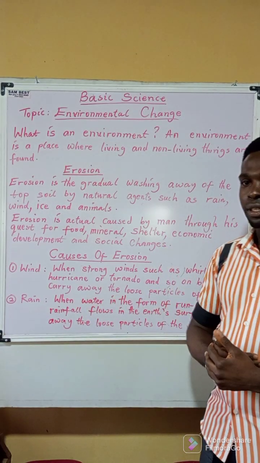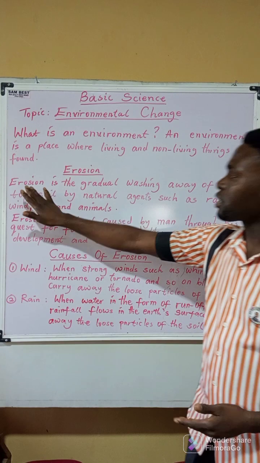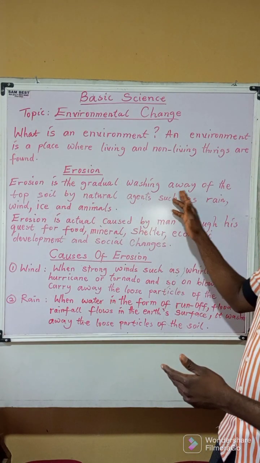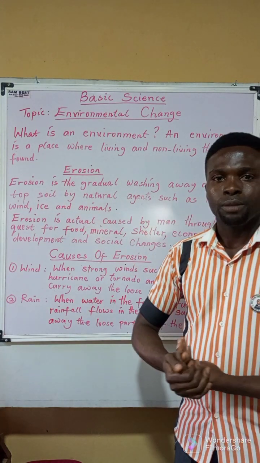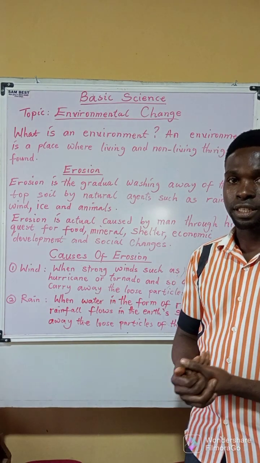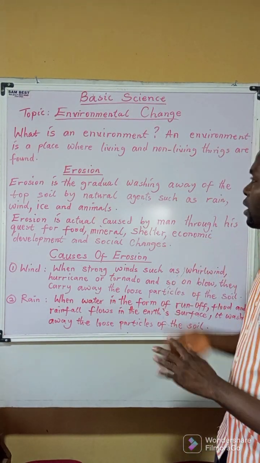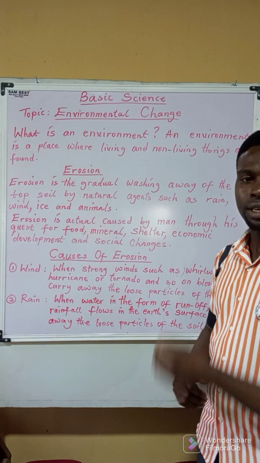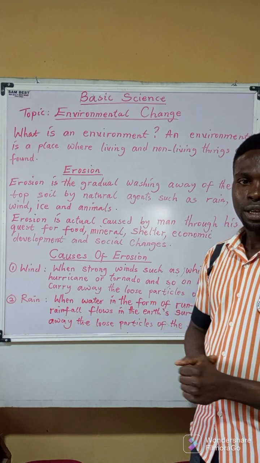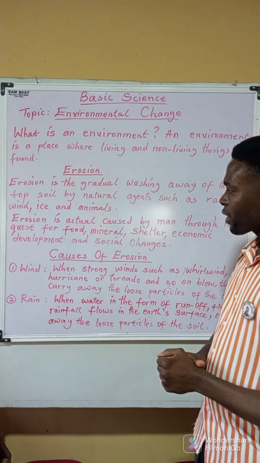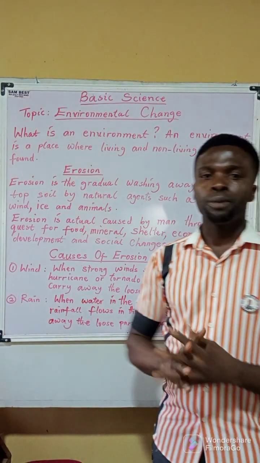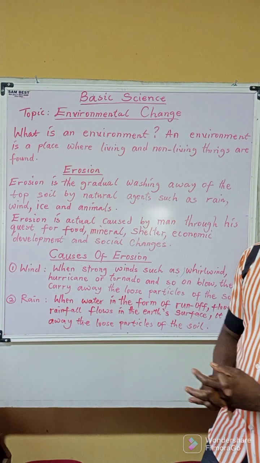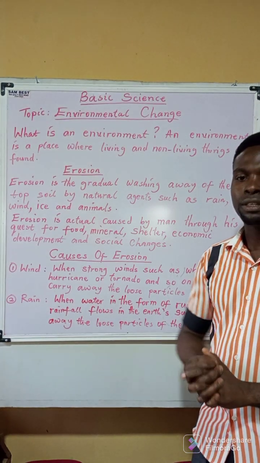Causing erosion. Like we said, erosion is the gradual washing away of the topsoil by natural agents. And those agents, we talk about the rain, wind, ice, and animals. Are you getting me? Okay, now, man is to be blamed for whatever is happening in our environment.